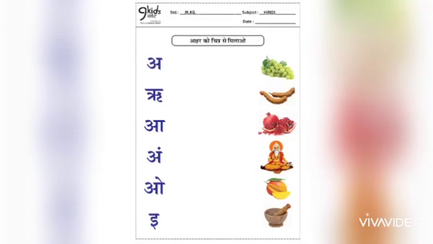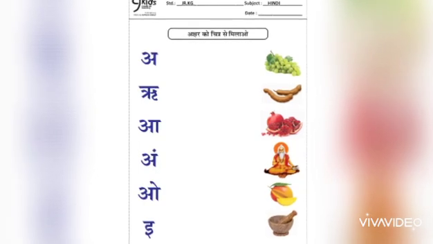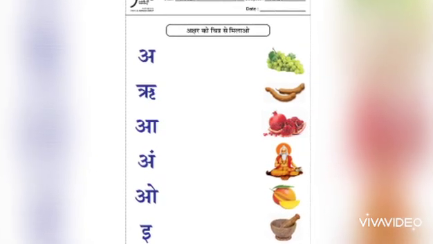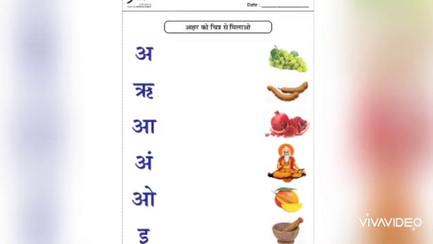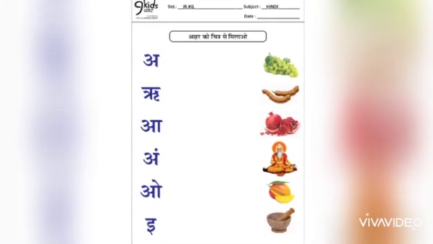Very good. Now I am going to give you one worksheet. First of all, I am going to explain to you, and then you all have to do it by yourself at your home. Kids, this is your worksheet to practice at home. In this worksheet, what you have to do? You have to match swar with the related picture.